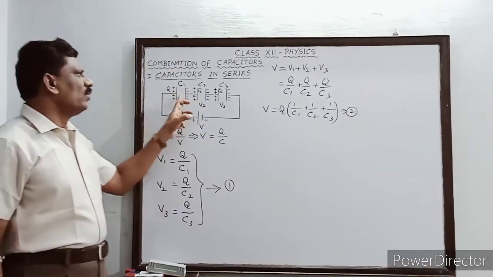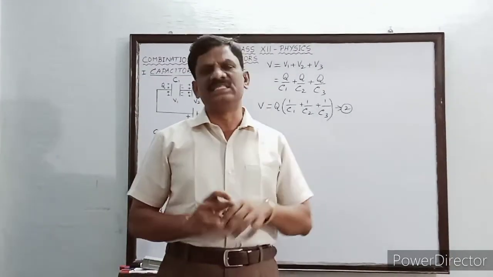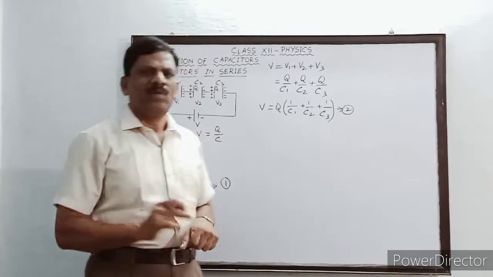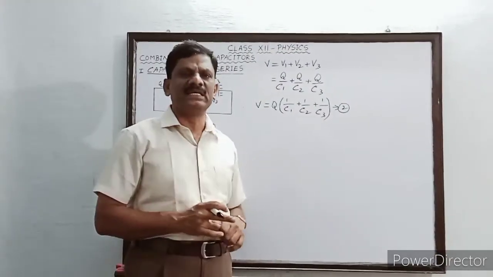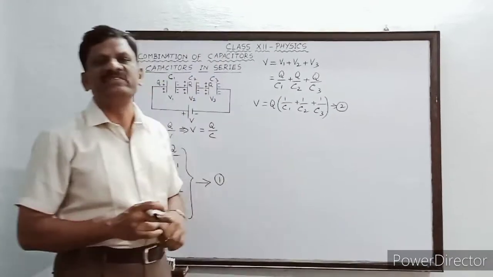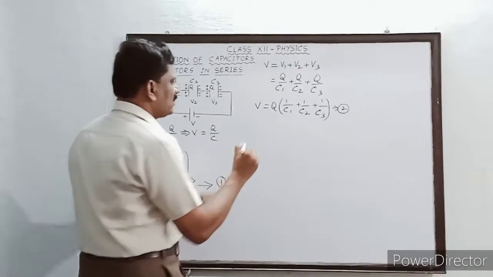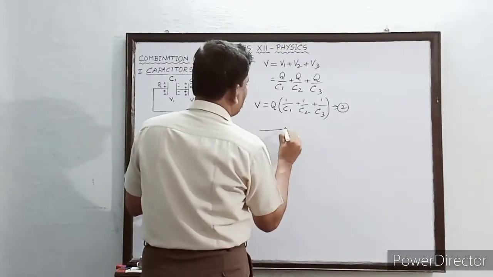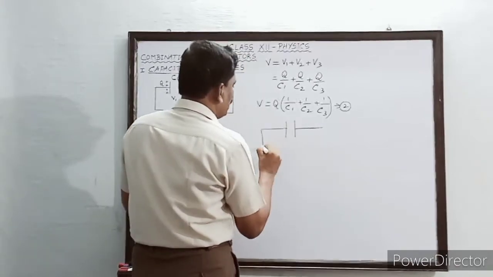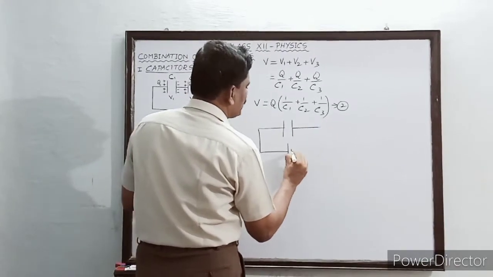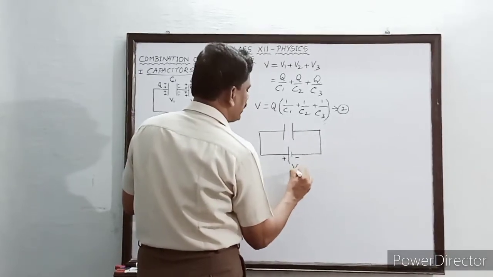Now, if you replace the three capacitors by a single capacitor, then what should be the effective capacitance of the single capacitor for storing the same quantity of charge Q for the same applied potential difference V? Okay. So, I am going to replace the three capacitors by a single capacitor, and the same potential difference only is applied across the capacitor. So, this is V volt.